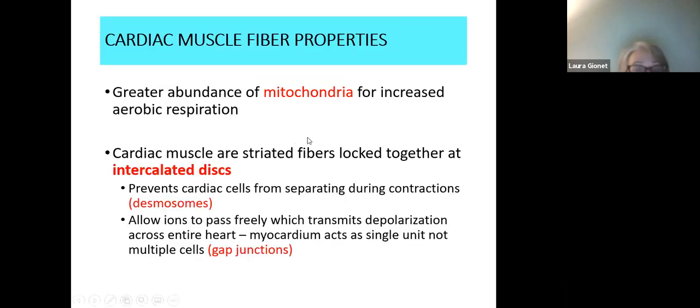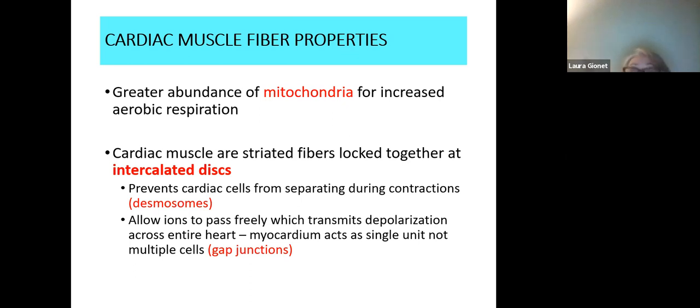Cardiac muscle fiber properties. Well, it's abundant in mitochondria because we need to produce a lot of ATP through cellular aerobic respiration, so that the muscle tissue can contract and relax and contract and relax. Cardiac muscles are striated fibers, very similar to skeletal muscle, but where one end of a muscle cell interfaces with another, we have intercalated discs. An intercalated disc is sort of like an extra heavy striation. I'll show you a picture in just a minute.